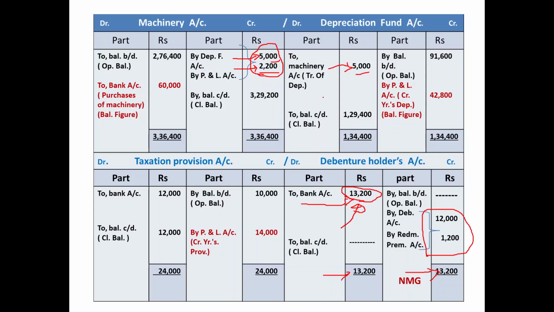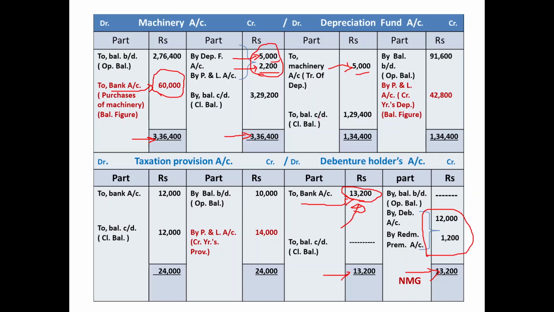Let us close these two ledger accounts. Machinery account first. Credit side looks bigger. Total 3,36,400. Put the same total on the debit side. You will get a balancing figure of rupees 60,000 on the debit side. Apply common accounting sense. Imagine what it could be. It must be the purchases made during the current year, for which the journal entry would have been passed: machinery account debit to bank account credit.